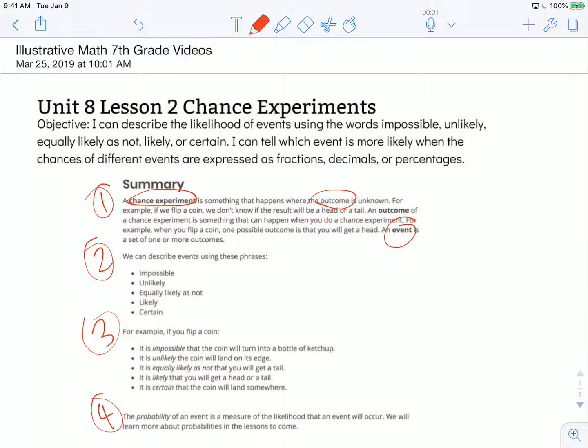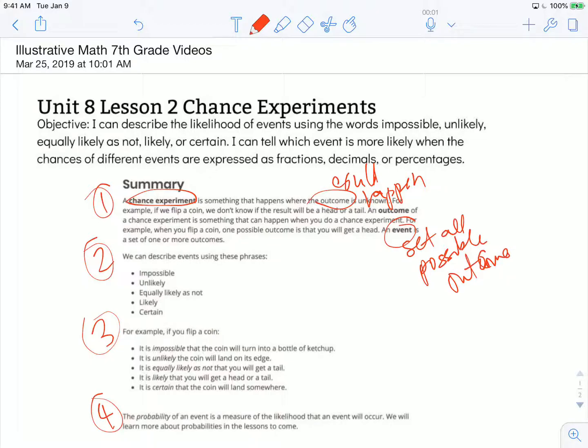So I circled 3 content vocabulary words. I've got to make sure I understand those before I move on. If I don't, I should look in my glossary to help me understand what those words mean. So I have chance experiment, outcome and event. Outcome and event are both defined in this paragraph. So an outcome is something that could happen, and an event is the set of all possible outcomes. So more than one outcome possibility that could happen in this chance experiment. I feel comfortable with chance experiments, so I'm going to go on.